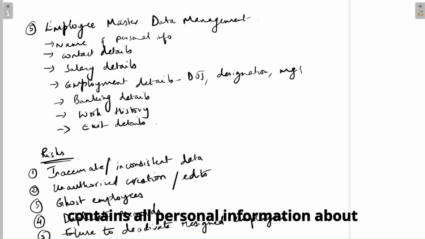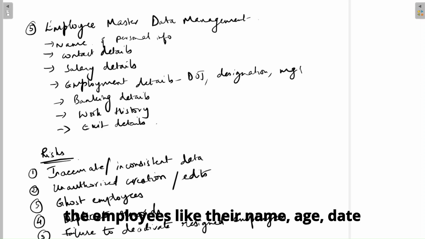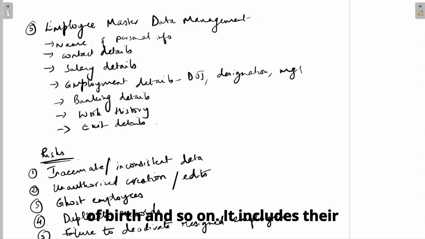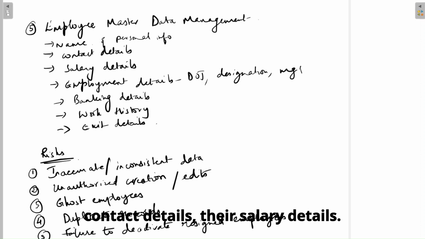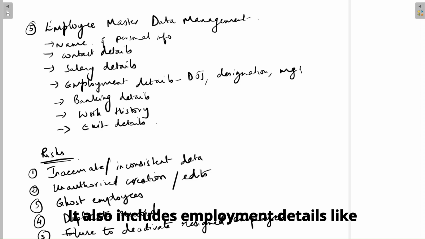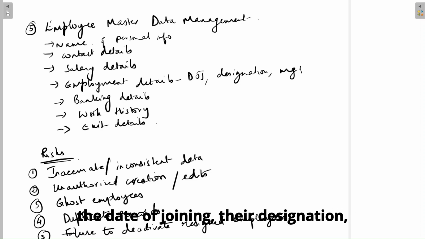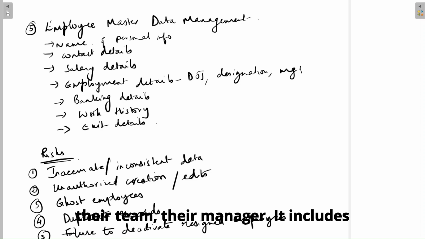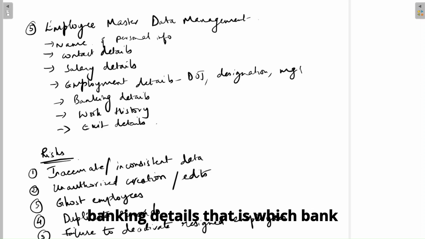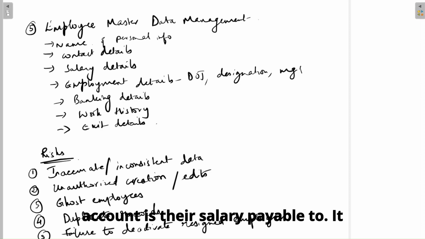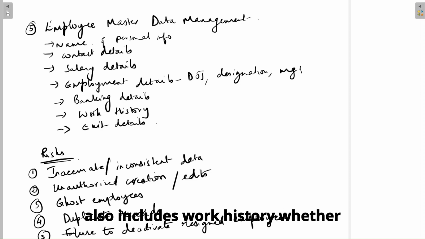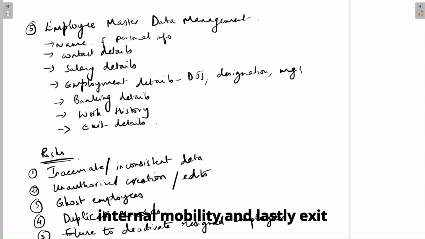The employee master contains all personal information about the employees, like their name, age, date of birth, and so on. It includes their contact details, their salary details. It also includes employment details like the date of joining, their designation, their team, their manager. It includes banking details, that is, which bank account is their salary payable to. It also includes work history, whether there's been any promotion or any internal mobility. And lastly, exit details if the employee has been terminated or has resigned.